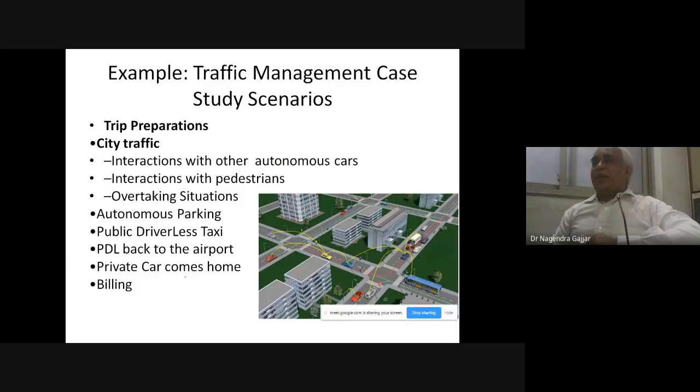So the example, as I mentioned, is a traffic management case study scenario. If you look at it, we need to look at trip preparations, that is, how my trips are being prepared. Suppose I have my regular bus system available, and transportation systems available, whether it is local transport, taxi transport, or metro transport, and so on. In city traffic, we need to have interactions with other autonomous cars, interaction with pedestrians, and overtaking situations. This is the mechanism which nowadays exists in the form of ADAS, that is, automatic driver assisted systems.